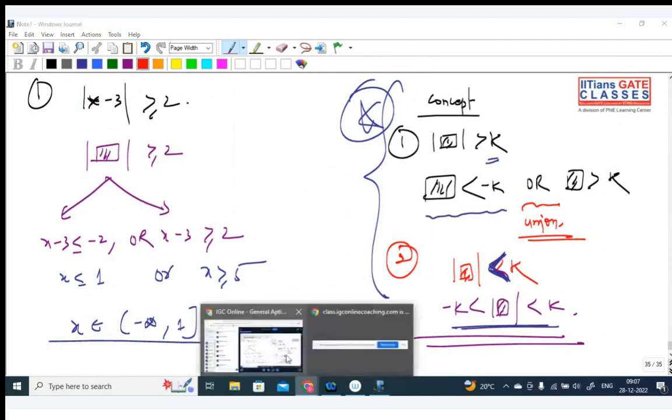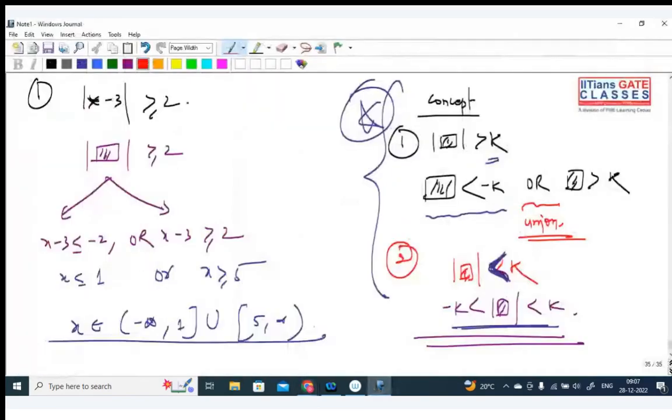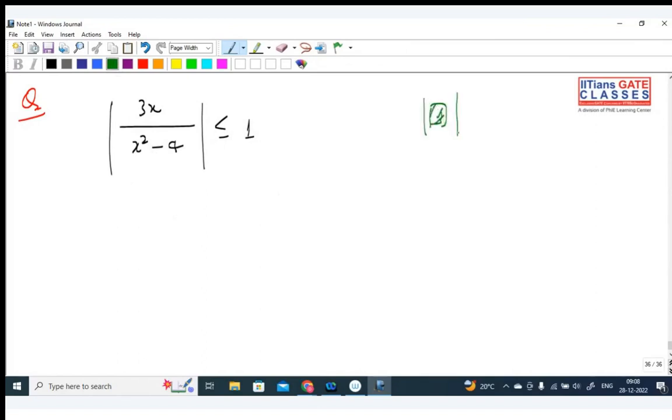Okay. Next, one more question I will do based on this, so that your concept is clear. Suppose you have to solve the inequality 3x upon x square minus 4 is less than 1. Now what you have to do? It is less than, right? So this concept belongs to something less than k. So what you have to do? You can take minus k here, k here. If there is a strict inequality, take a strict one, right?